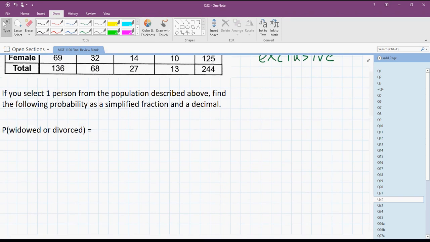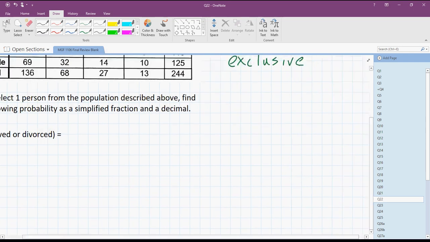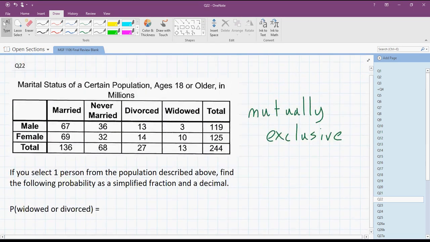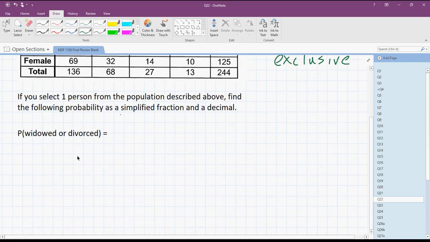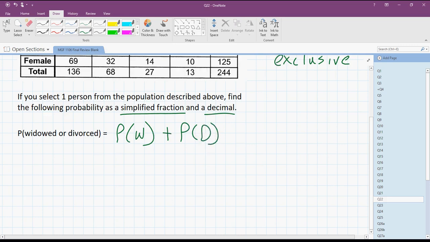So on this one, again, there are two answers. They want it as a fraction and as a decimal. So they want it as a fraction and as the decimal. So first things first, since these are mutually exclusive, all we need to do is find the probability of being widowed, and we're going to add that with the probability of being divorced.